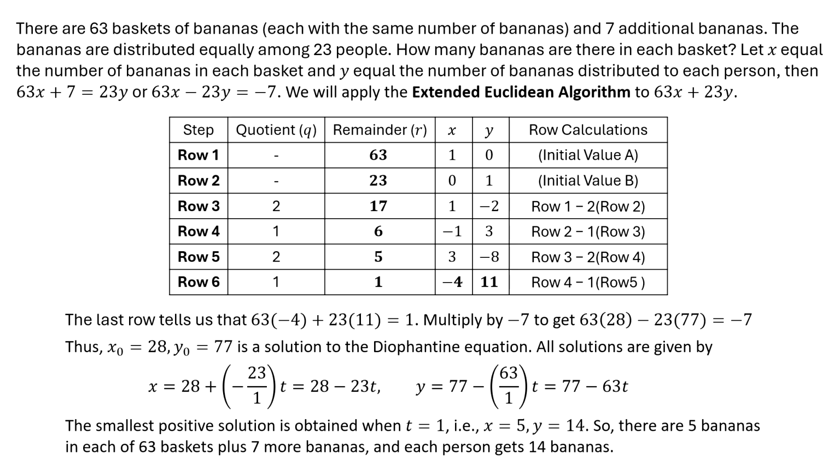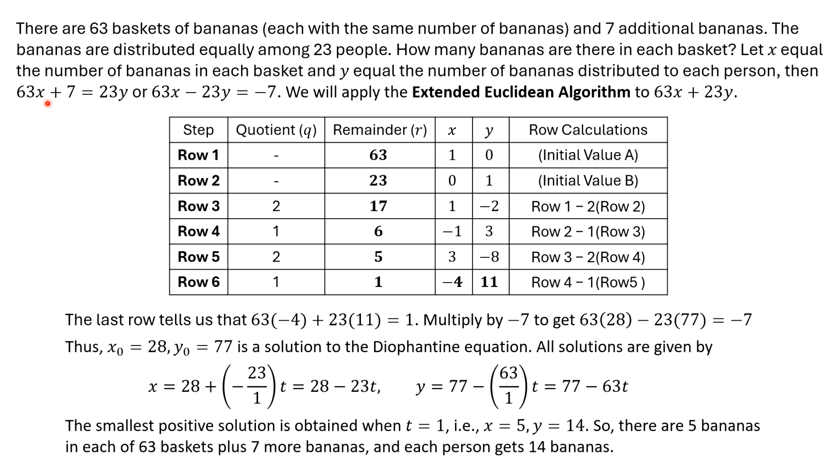Let's use some of the theory that we developed to solve some of the problems that we mentioned earlier. We'll first look at the banana problem, which I copied up here. I'll just remind us. So we have 63 baskets of bananas, each with the same number of bananas, and 7 bananas left over. The bananas are distributed equally among 23 people. How many bananas are there in each basket?